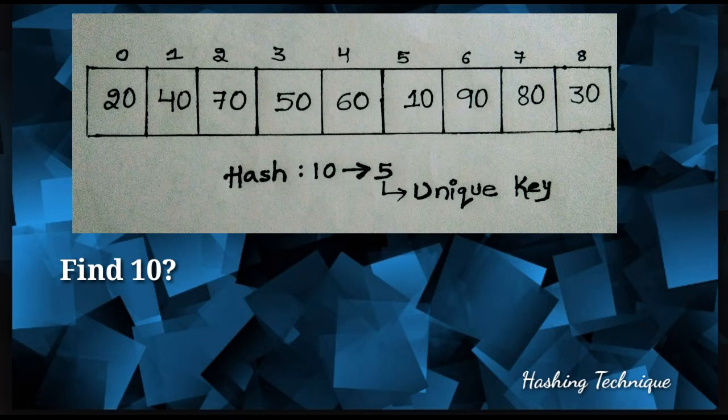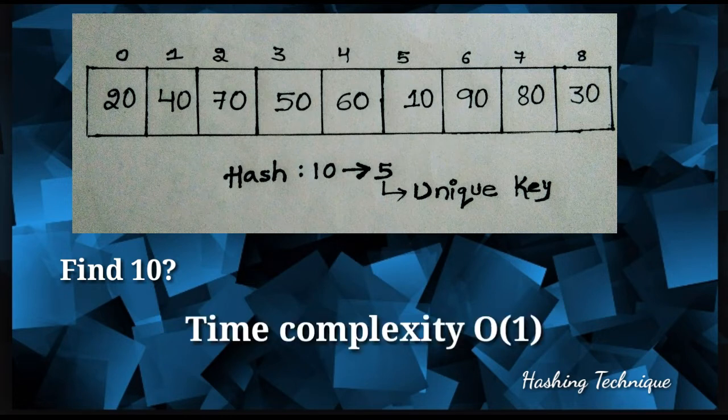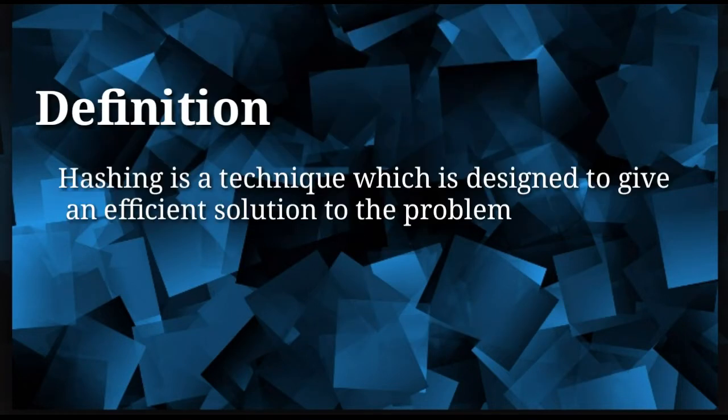That is one. With a single comparison, we can find a target element using the hashing technique. So the time complexity will be order of 1 because we are finding a target element in a single comparison. That's why the time complexity is order of 1 in the hashing technique. Hashing is a technique designed to give an efficient solution to the problem.